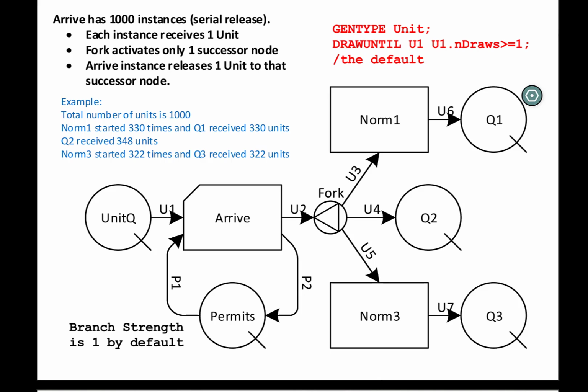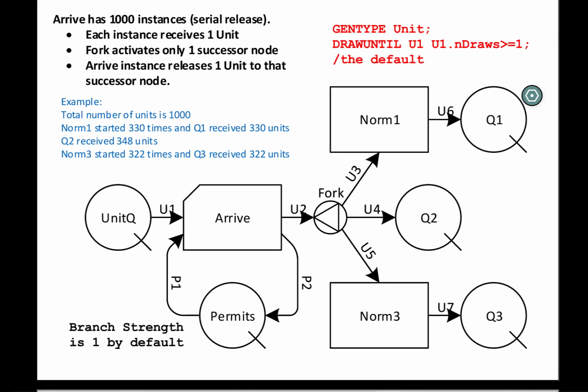After this, combi arrive will create a second instance, which will receive another unit from unit Q, and at its termination will pass it on through the fork. When the second instance of activity arrive terminates, it will send a message to the fork to select an outgoing link, which will again do a probabilistic selection process to select the succeeding node of where to send the resource. For example, this time it might select U5.